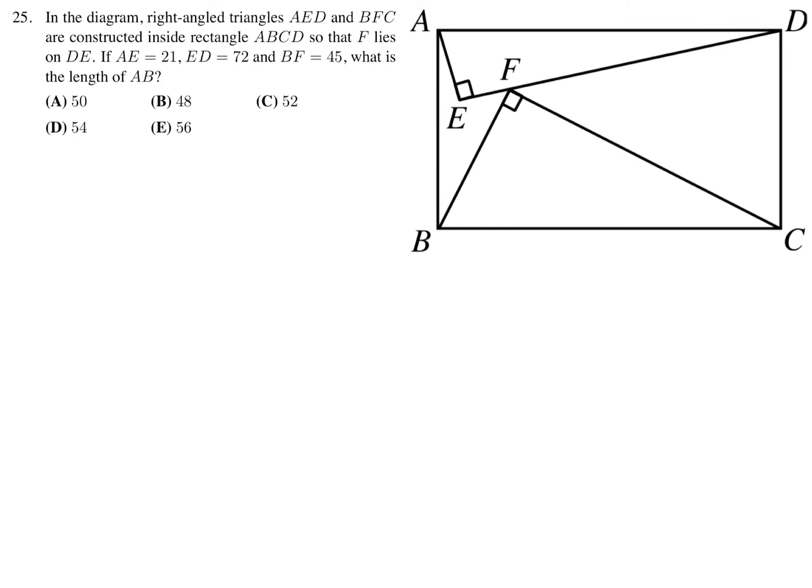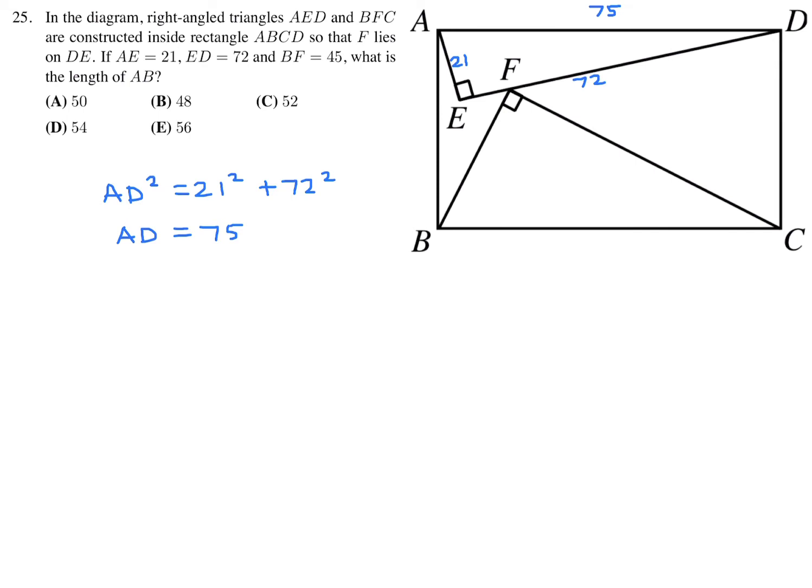So first and foremost, let's utilize the fact that these are right triangles to figure out some distances. AE, they tell us, is 21, and ED, they tell us, is 72. So we can easily figure out AD using Pythagoras. AD squared will be 21 squared plus 72 squared. Correct? And that looks like AD will therefore be 75 if you do that math there. So I'll just write 75 up here.